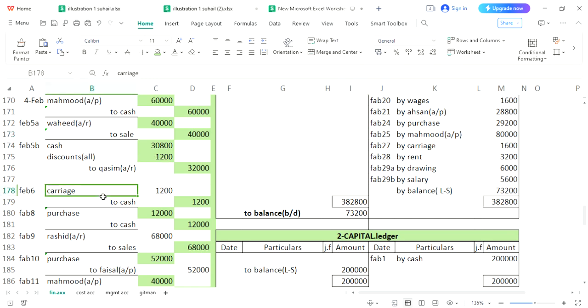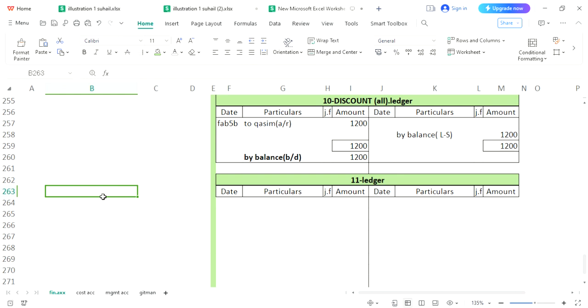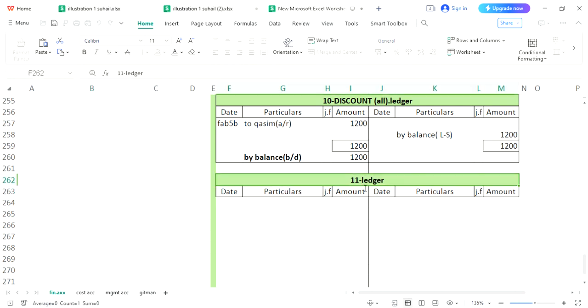We have found out the next title. We are going to make the ledger for carriage. So what we are going to do is just put the name over here, carriage. It was the title, carriage, and now we will see where this name carriage is present in the journal.